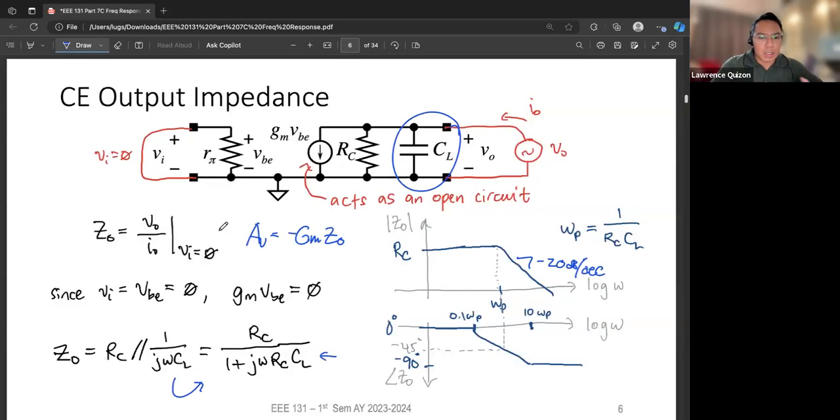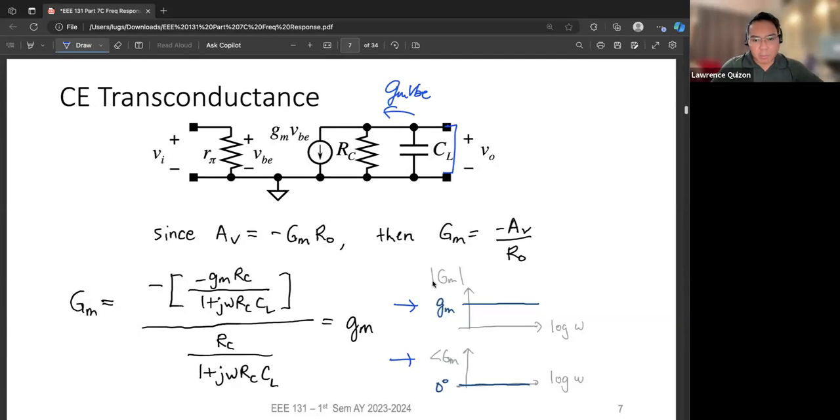But see, when we got the output impedance and the transconductance, we solved for them separately, but if we multiply them, no? So GM, Zout, no?